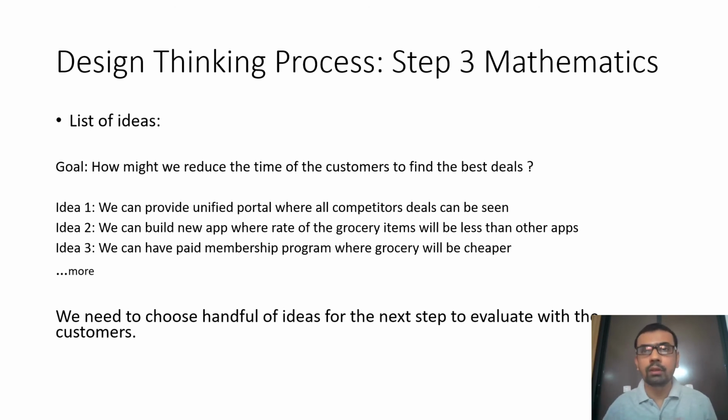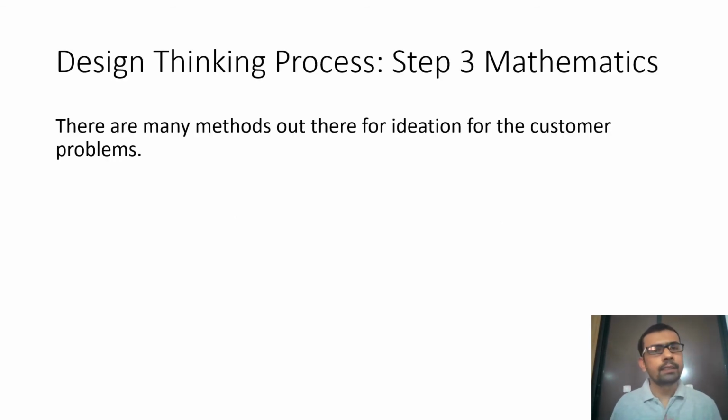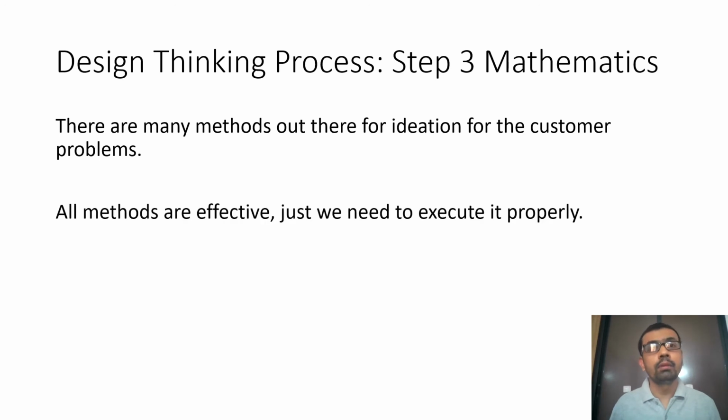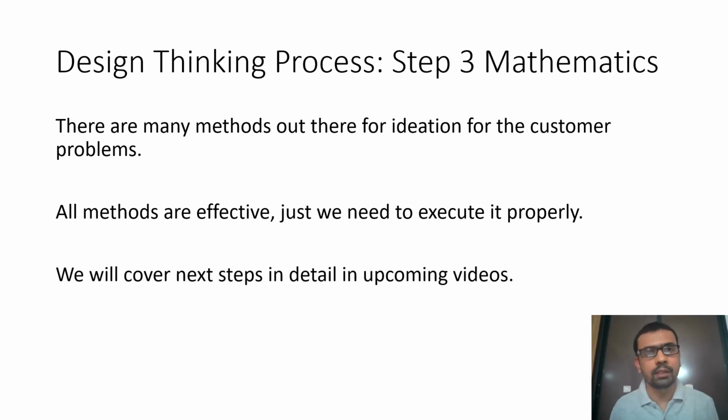This is the way we are currently thinking the solution can be. We don't know if it will work or not; we just thought about it. We came out of the meeting with these things that we can do. This is the list of ideas, so this is step number 3. As I said, there are many methods available for idea generation. But please remember, we need to be effective, and that is done by executing properly. Any idea will work, but we need to execute it. We need to think properly and be creative.